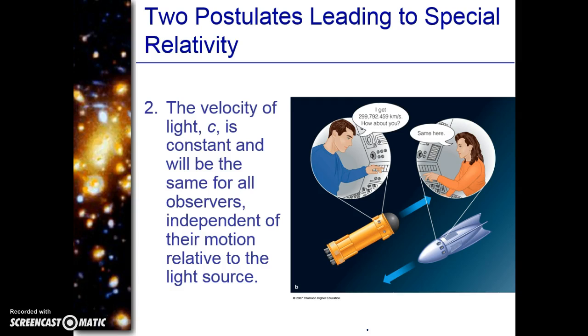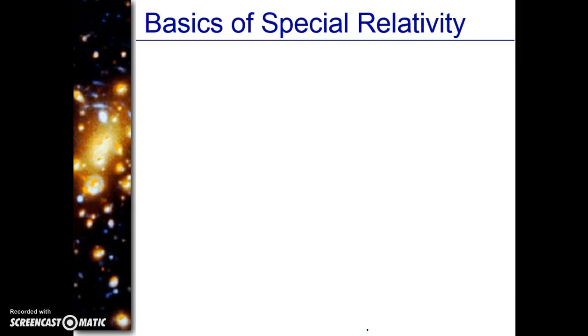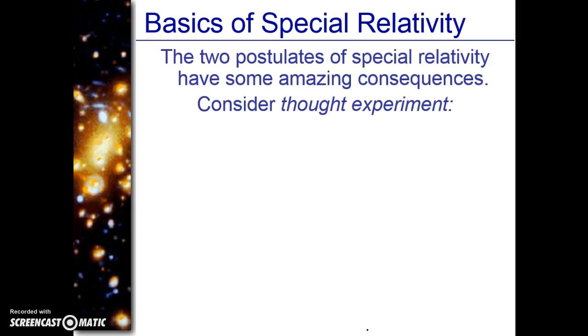Okay, well, let's look at that a little bit more. The two postulates of special relativity have some amazing consequences. There were some insights given to Einstein while he did this. He said, first off, Newton's laws will only work with small distances and low velocity. And once you get into large distances and high velocities, you have to use relativistic physics instead.